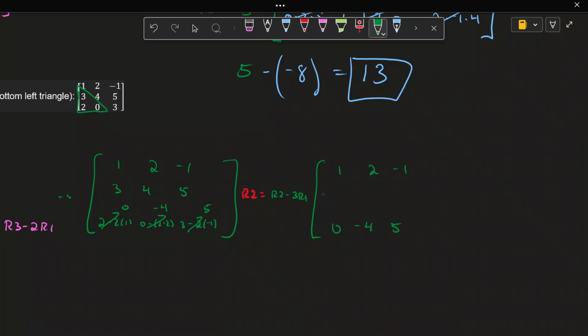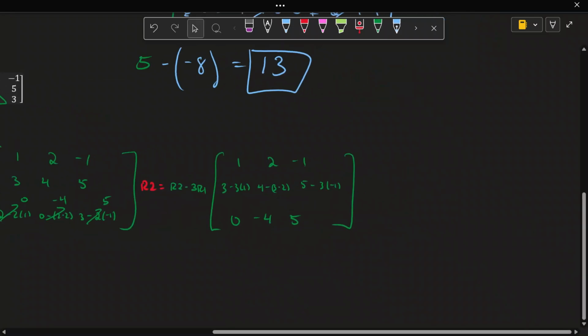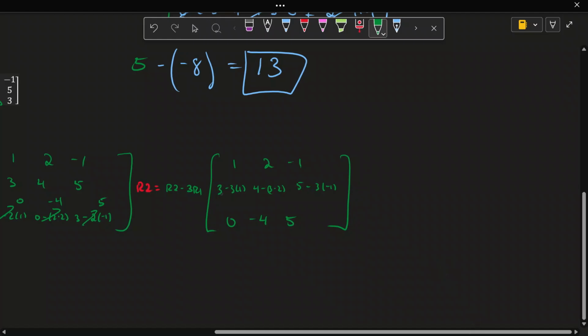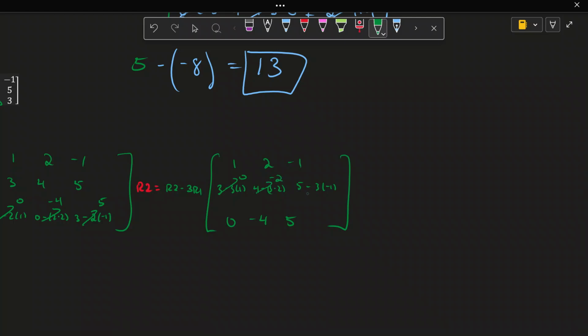The second row is what? 3 minus 3 times 1, 4 minus 3 times 2, and 5 minus 3 times -1. Okay, so now this becomes 3 minus 3 is 0, 4 minus 6 is -2, 5 plus 3 is 8. And finally, we want to get this one as 0.